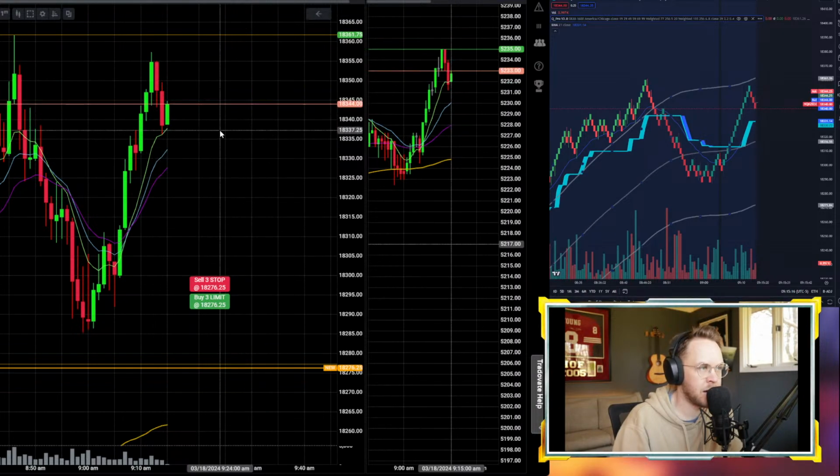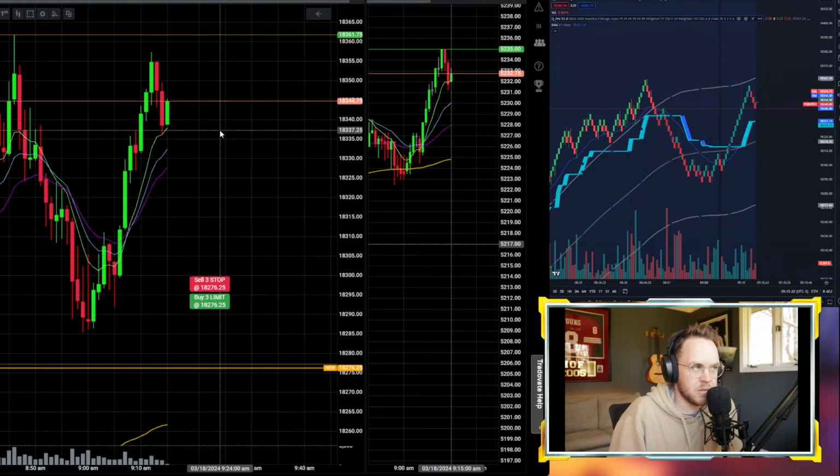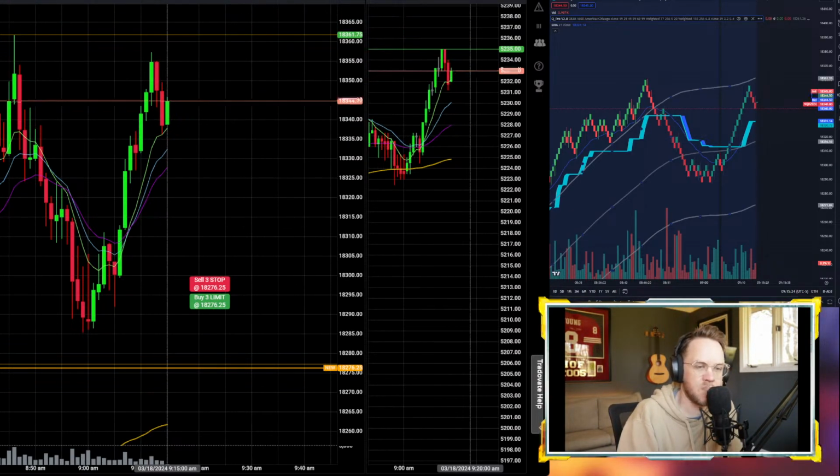We might break out off of this 9 EMA though. That might have just been a small pullback there. We'll see. Hard to know.